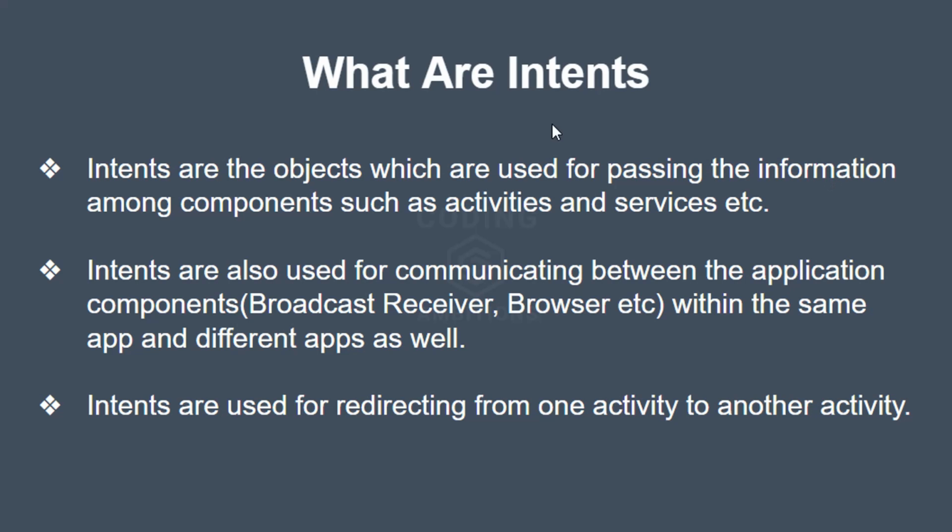So this is the theoretical part, and here we will discuss what intents are. Basically, intents are objects which are used for passing information among components such as activities and services. If we want to pass some kind of information from one activity to another, from activity to service, or among services, intents are used for all those purposes. Intents are also used for communicating between application components, broadcast receivers, browsers, etc., within the same app and different apps as well.